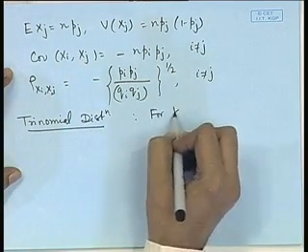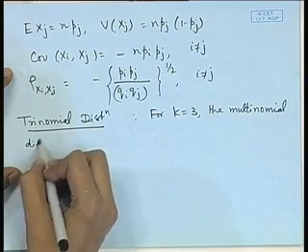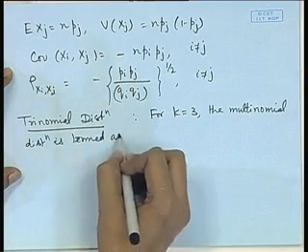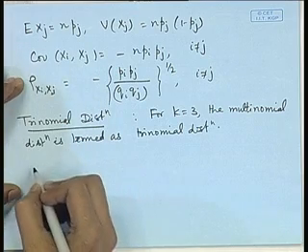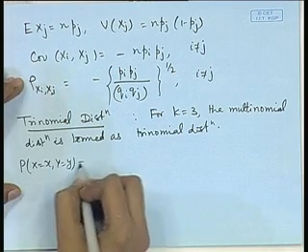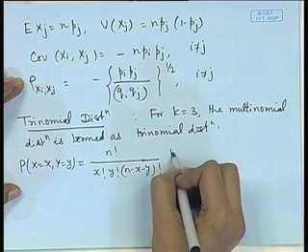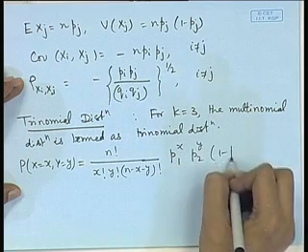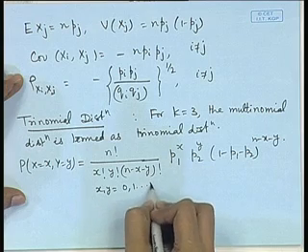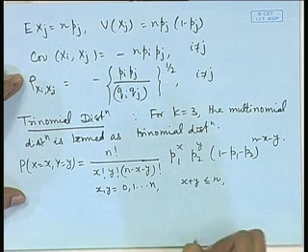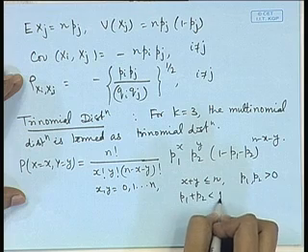That is, for k equal to 3, the multinomial distribution is termed as trinomial distribution. So, if I say trinomial distribution, we can write the probability mass function as n factorial divided by x factorial y factorial (n minus x minus y) factorial, p1 to the power x, p2 to the power y, (1 minus p1 minus p2) to the power n minus x minus y. Here x and y can take values 0, 1 to n, subject to the condition that x plus y will be less than or equal to n, and of course p1, p2 are greater than 0, subject to the condition that p1 plus p2 is less than or equal to 1.